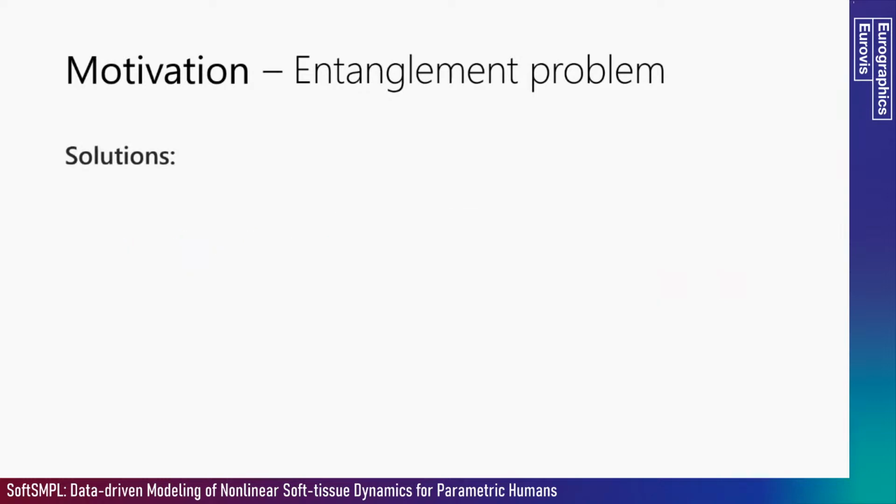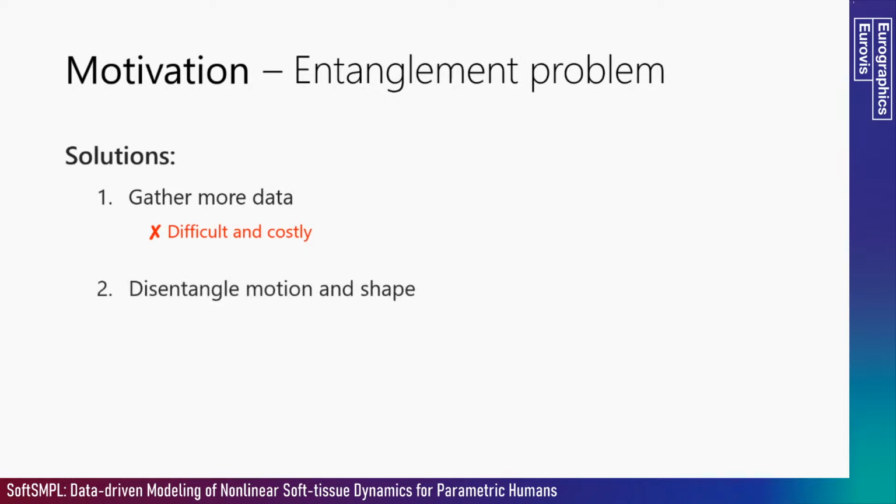The good news is that there are at least two ways of solving this problem. Since it's basically an overfitting issue, we could just gather more data, but obtaining 3D scans of soft tissue deformations is a difficult and costly task. So we propose an alternative approach. We are going to disentangle motion and shape by removing all those features that are particular to each subject.